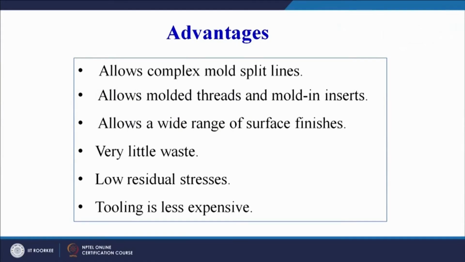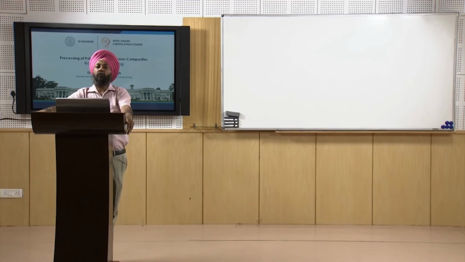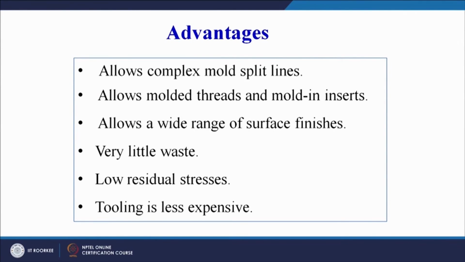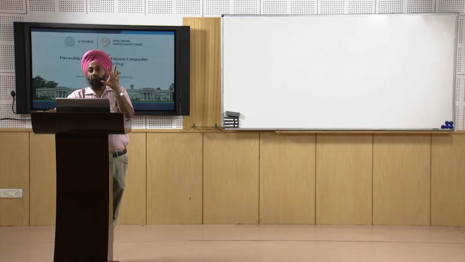Then it allows a wide range of surface finish. So the outside finish in any case will be excellent, because that will be the exact duplication of the surface finish that is there on the mold. That is one good advantage, that the outside finish of our product will be very good or very well controlled. Very little waste, because if you remember in the beginning of today's session, a predetermined specific amount of material is added and that gets converted into the final product.